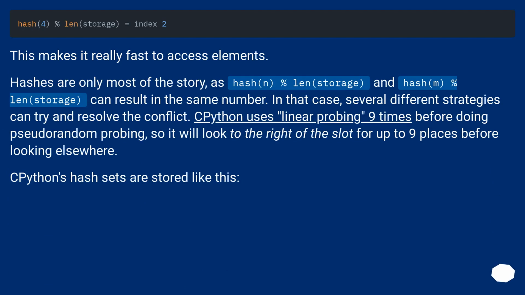Hashes are only most of the story, as hash n % len storage and hash m % len storage can result in the same number. In that case, several different strategies can try and resolve the conflict. Python uses linear probing 9 times before doing pseudorandom probing, so it will look to the right of the slot for up to 9 places before looking elsewhere. Python's hash sets are stored like this.